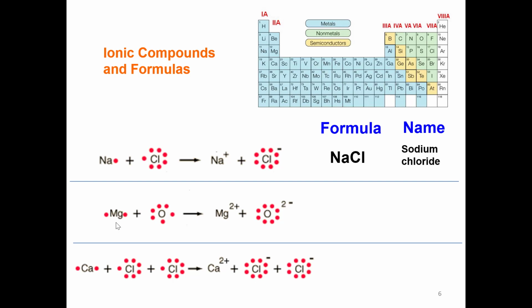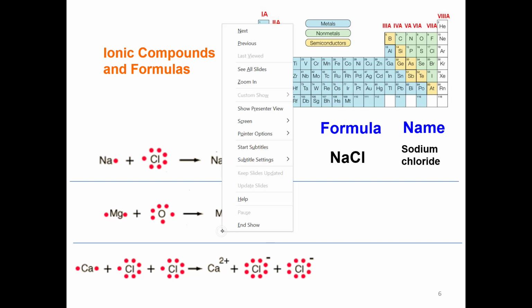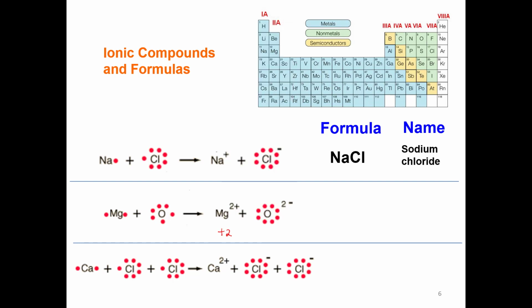So if magnesium loses 2 electrons, it becomes a +2 ion. If oxygen gains 2 electrons, it becomes a -2 ion. Then the first thing we check before writing the formula is whether the resulting compound is neutral. And we can see here magnesium is +2, oxygen is -2, so it's neutral. And now we can write the formula.